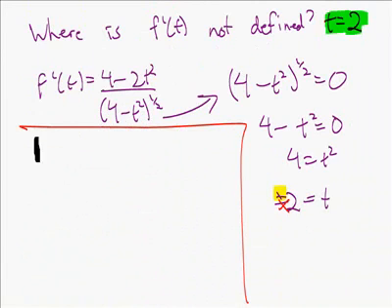So let's remember what f of t was in this problem. f of t in number 43 was t times the square root of 4 minus t squared.